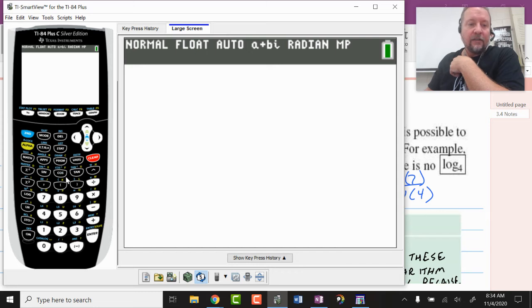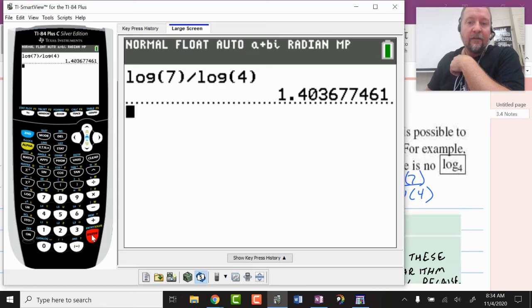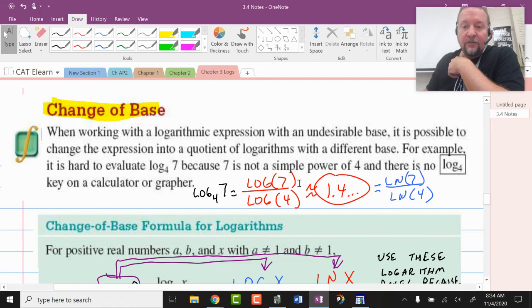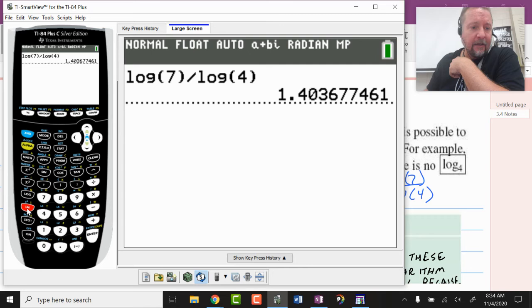You had to do what was called the change of base formula, which is log 7, the answer part, divided by log 4, the base. This is called the change of base formula, and that's how I get that 1.403. You could also use the ln button and do ln 7 over ln 4, ln of the answer over ln of 4, and I will do that and show that you get the same answer. ln 7 divided by ln 4.